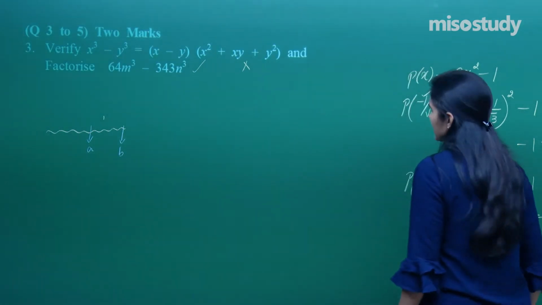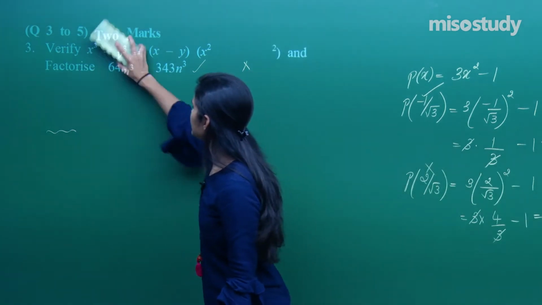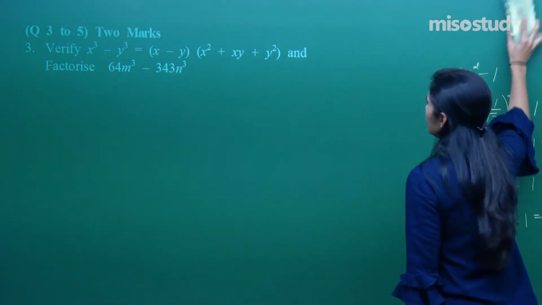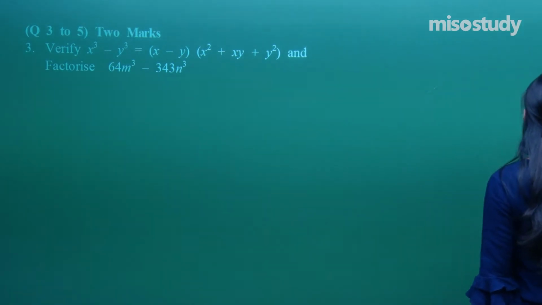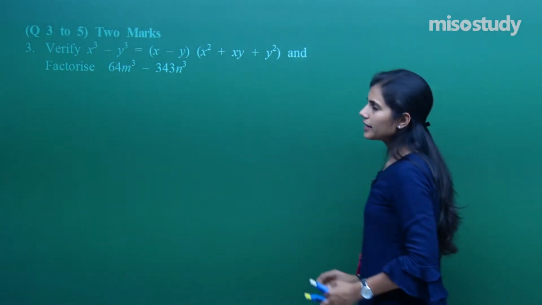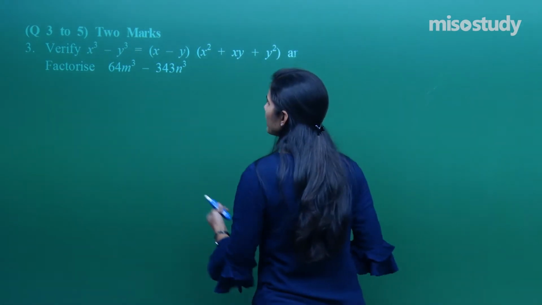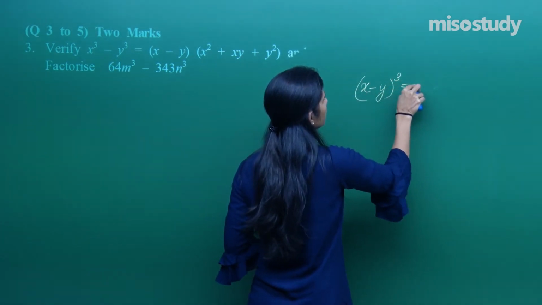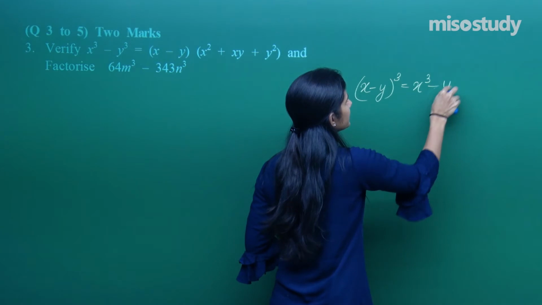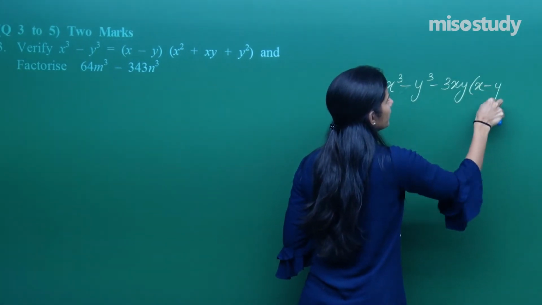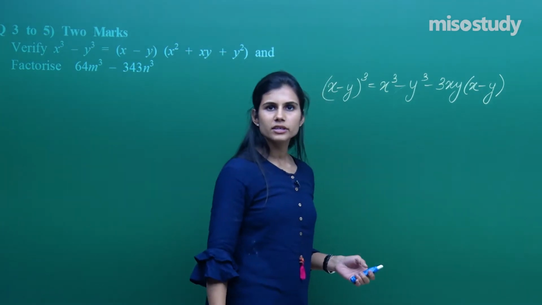Next question says to verify this identity. So let's try to verify. If you look at this identity carefully, what is it reminding you of? We have done this identity, that is a plus b whole cube, a minus b whole cube. So if I talk about x minus y whole cube, it is x cube minus y cube minus 3xy(x minus y). This is something that we are already well versed with.